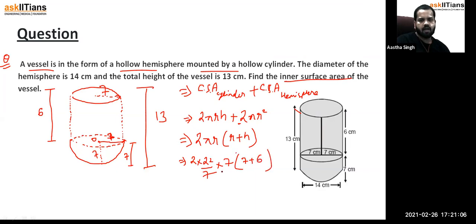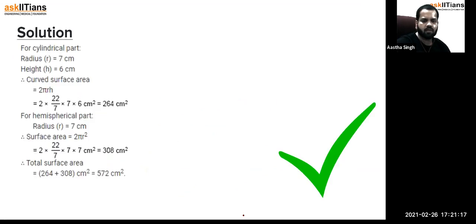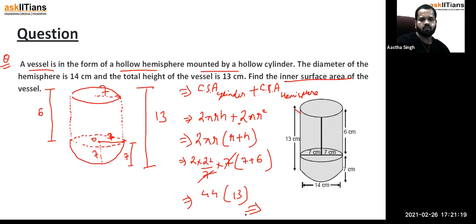Right? The 7s will cancel out. 22 into 2 will be equal to 44 and multiply 13. So 44 multiply 13 will be equal to 572. Right? 572. Do not ever forget to write the unit. What will be its unit? As it is area, and the dimensions are given in centimeters, so basically it is 572 centimeters square.